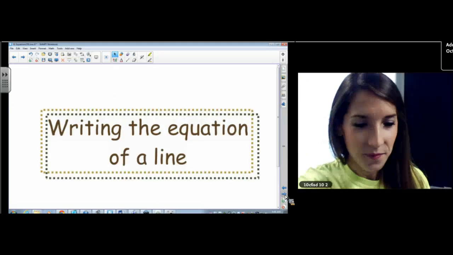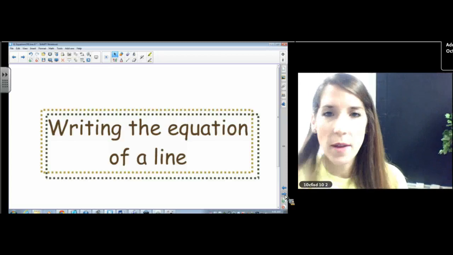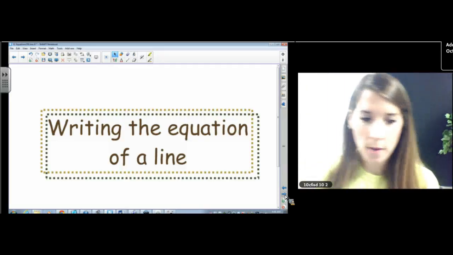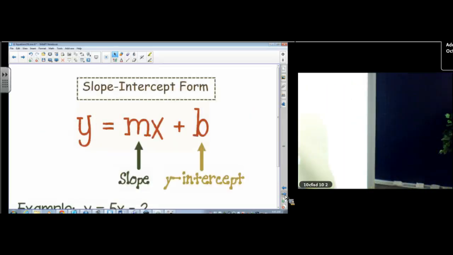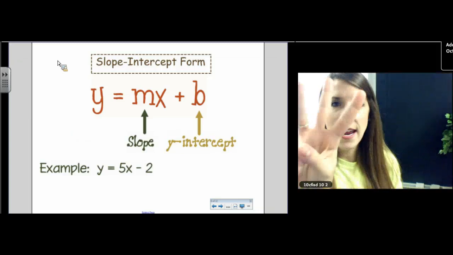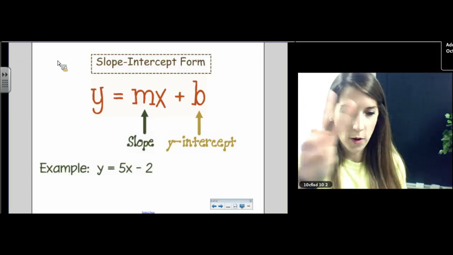All right. Now we're going to write the equation of a line today. You're going to very much feel like you're in algebra once again. But we will move on to geometry after this unit, I promise. So get out your notes and let's write some things down. We're going to talk about 3 different forms today. How many forms? 3 different forms today.